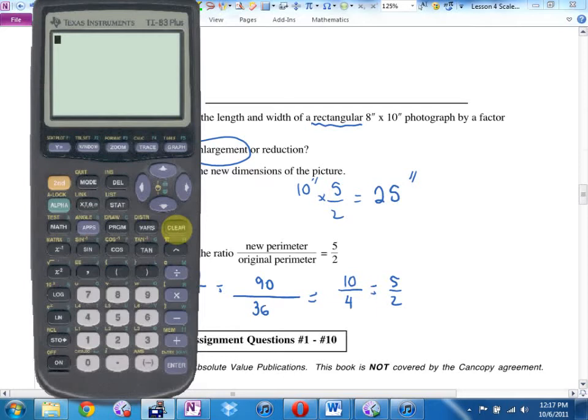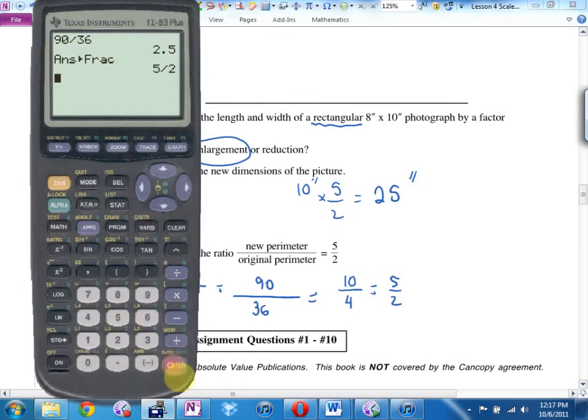To reduce a fraction really quickly on a graphing calculator, it's 90 divided by 36, enter. And then if you press the math button, the first option is to write it as a fraction. So what I really just teach my students is if you go math, enter, enter, because it does the first option by default, 5 over 2.